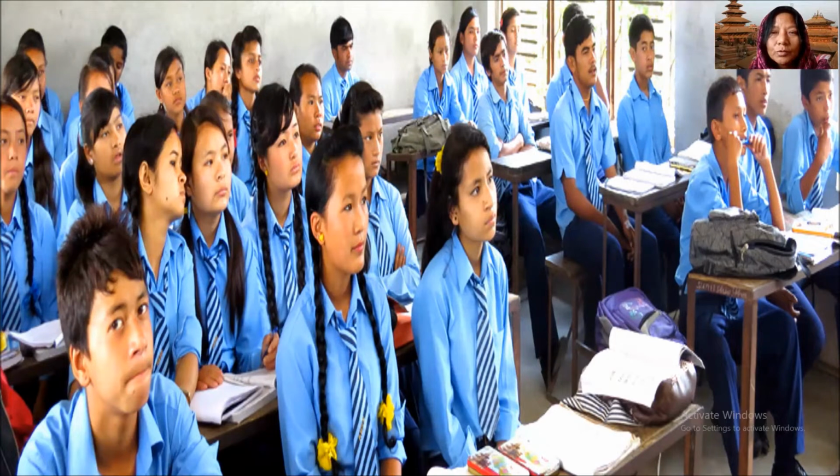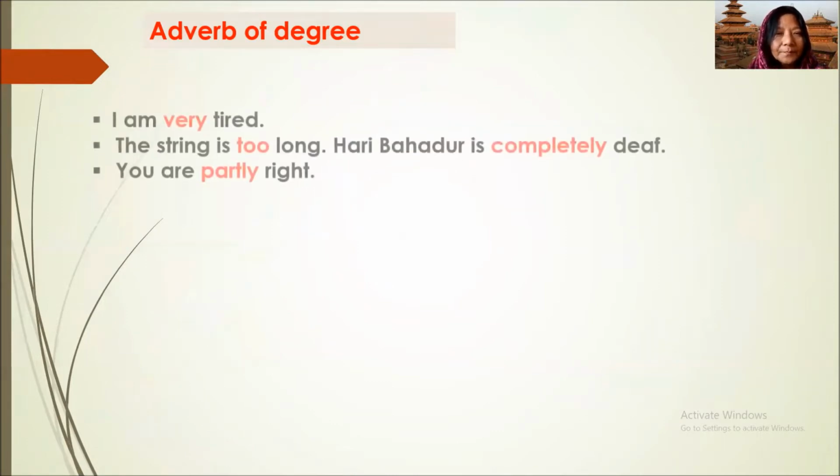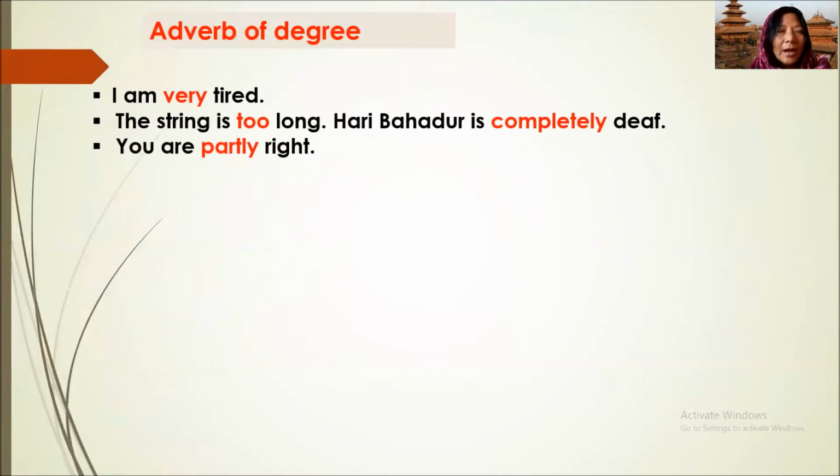Now I'm going to teach you adverb of degree. I'm going to show you some sentences and read them. I'm very tired. The string is too long. Haribadur is completely deaf. You are partly right. In these sentences, which words are adverb of degree? Very, too, completely, partly, they are adverb of degree.